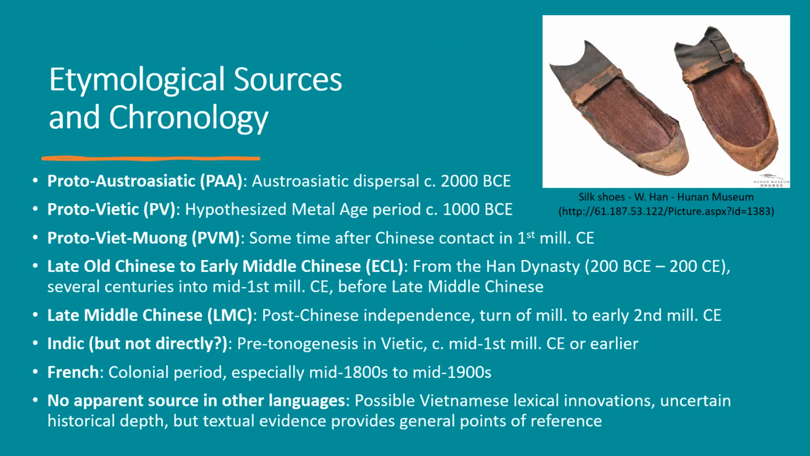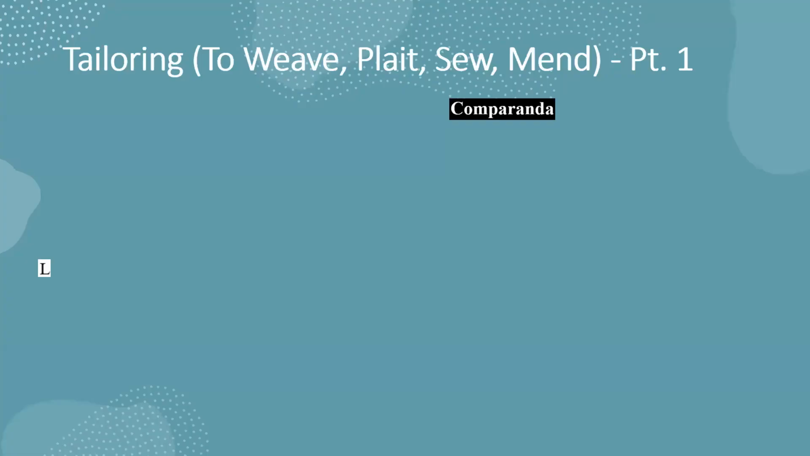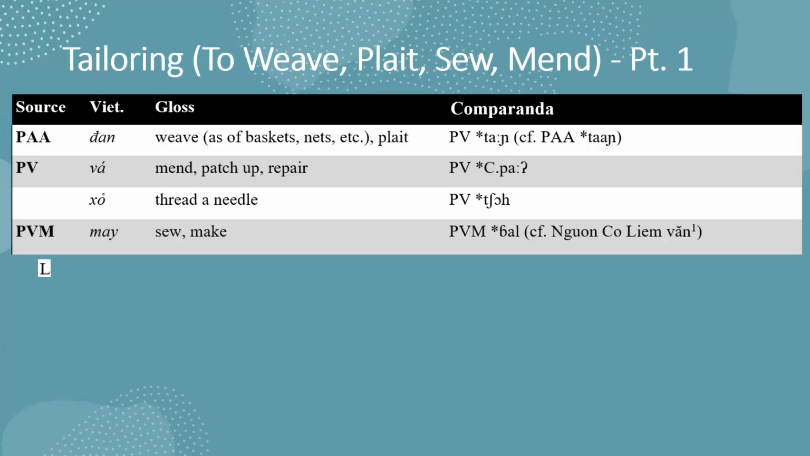These are the etymological sources. So that's what I'm going to do now. We're going to start to look at the categories. So we start with tailoring, and I'm using the term tailoring. It's a funny word to use, but let's say just to weave, to plait, to sew, to mend. And we look first at the native words. So Proto-Austroasiatic, Proto-Vietic, Proto-Viet Minh.